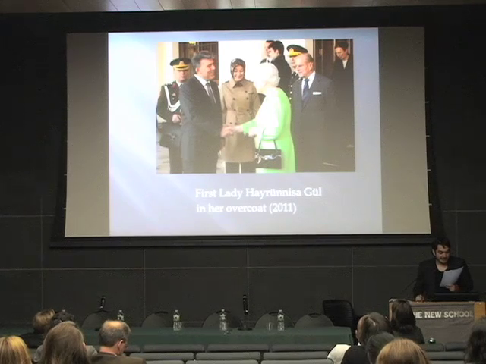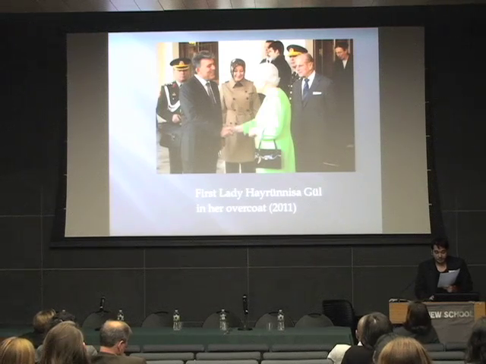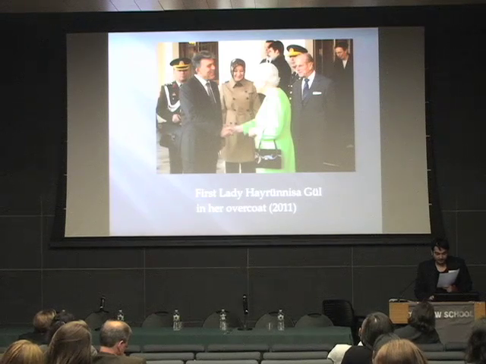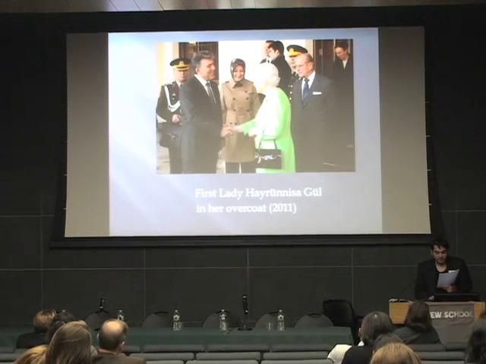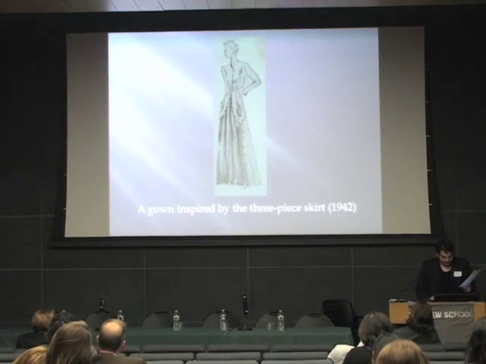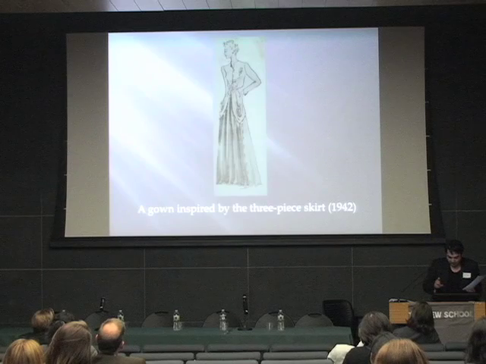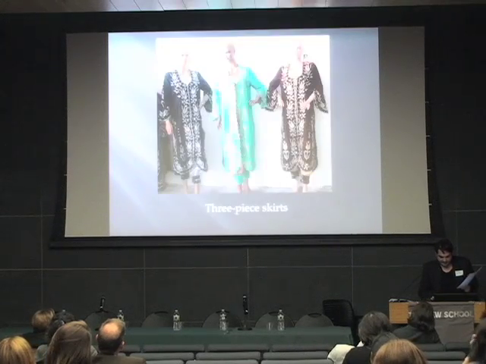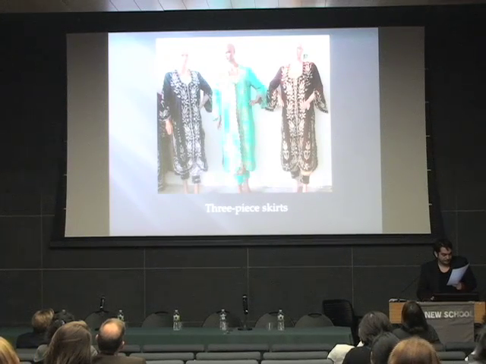Although Atatürk stated that there was no need to investigate an authentic Turkish dress and the ordinary modern dress, meaning the popular Western fashions of the time, was suitable for the Turkish people, the Girls' Institutes took the initiative and attempted to create a national style. So here we see a gown inspired by a three-piece skirt, and this actually is the three-piece skirt. So they were taking some elements.